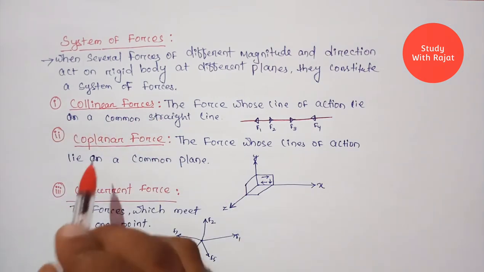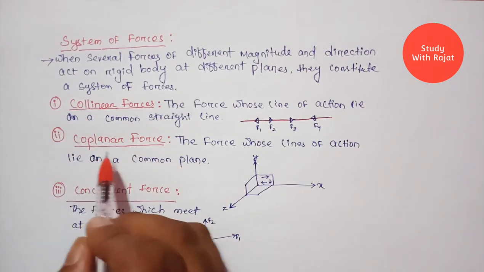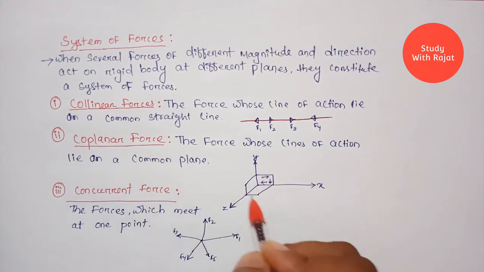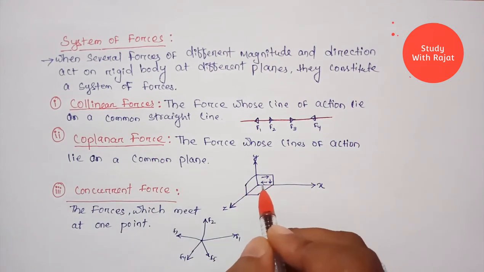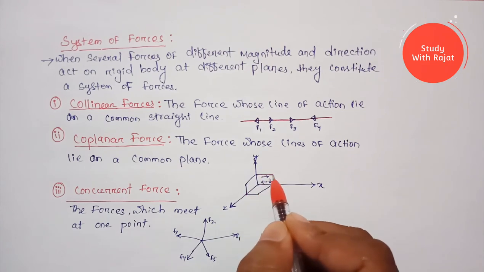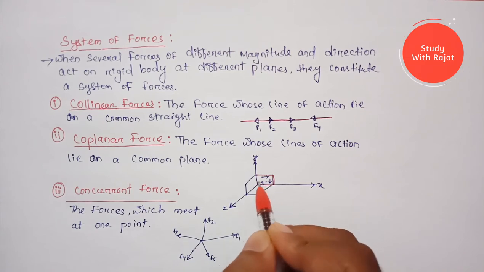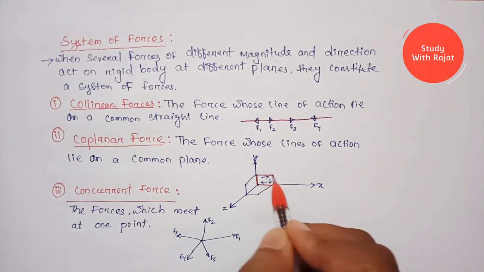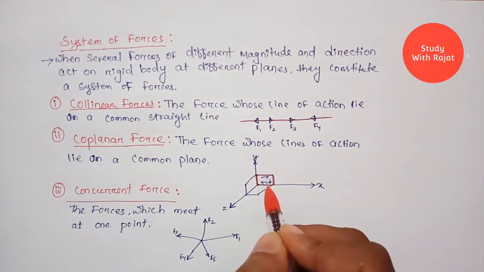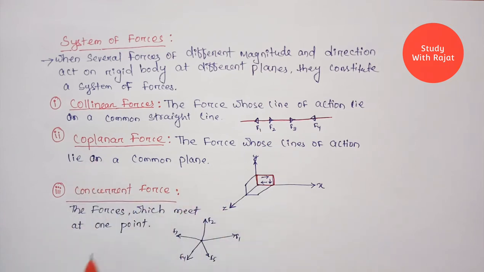So what are coplanar forces? Coplanar means there are different planes in a body. So here we can say three planes are there. In the first plane, all the forces are acting. We can say they are acting in a single common plane. This is known as coplanar forces.